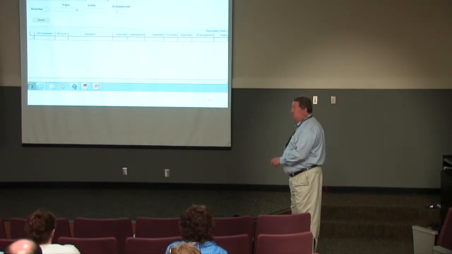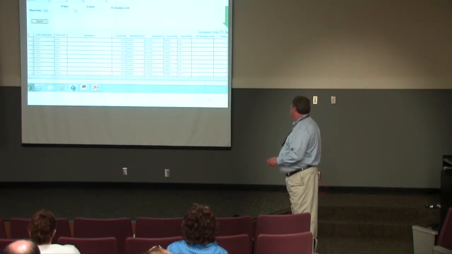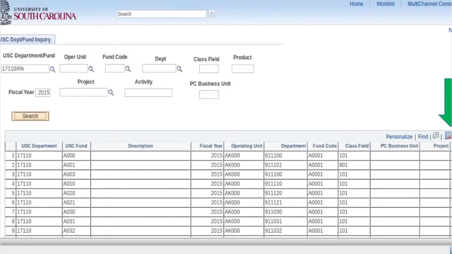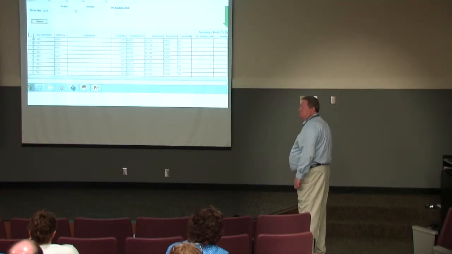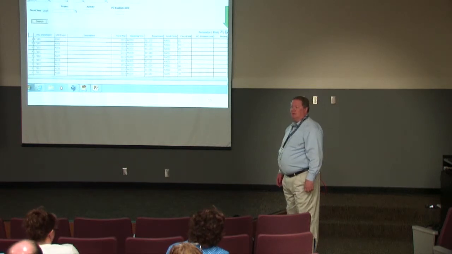So I've hit the search, and if you'll look up here, I put in 17110A, and please don't get concerned that we don't stop at 32. We've got to keep on going. It's all I could get in the screen. But what I was showing you is it gives you your department and your fund, and you notice this description looks pretty blank, because it is pretty blank.